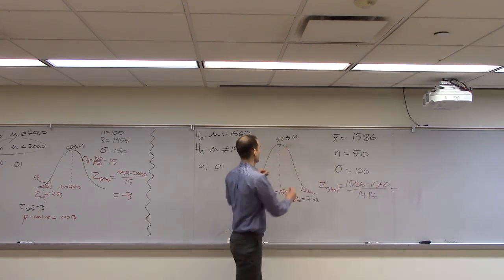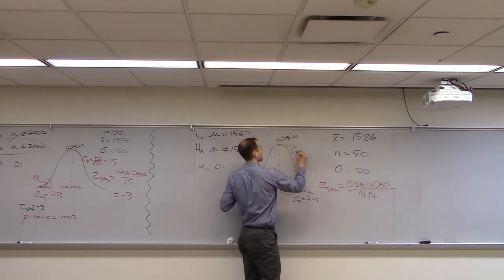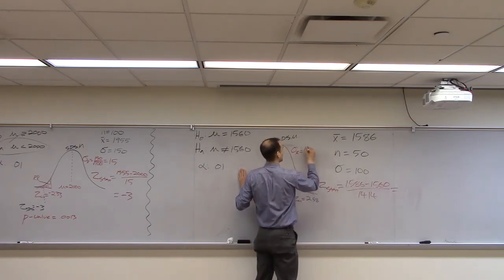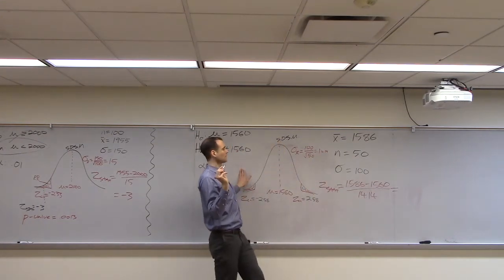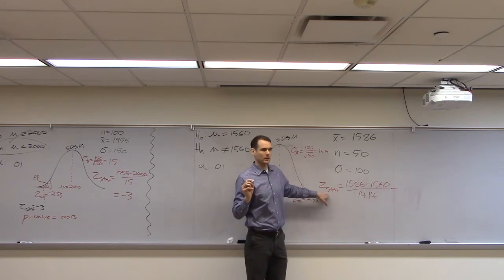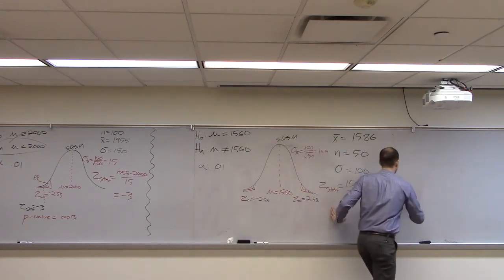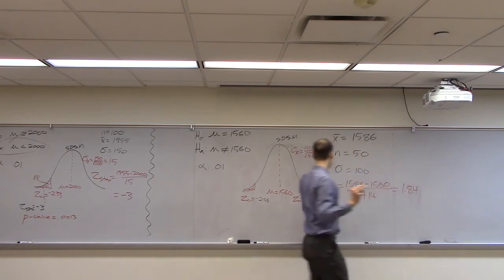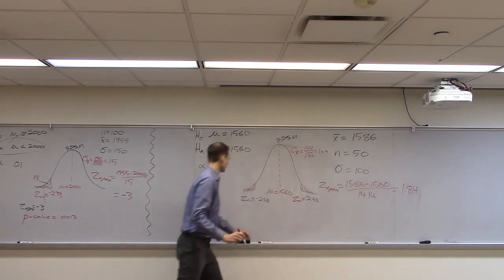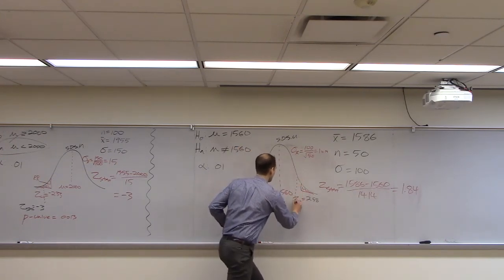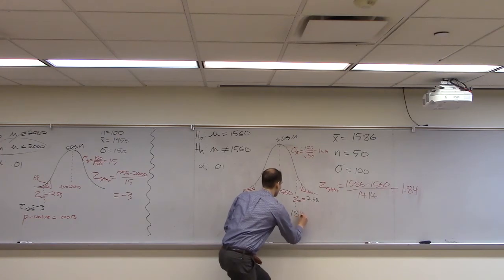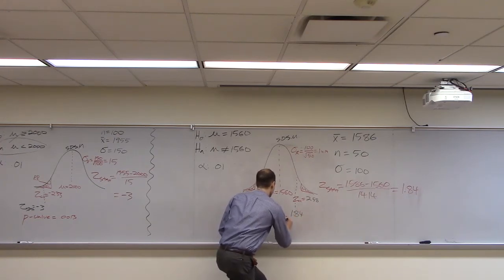Does everyone remember this? The standard deviation of the sampling distribution of the sample mean is 100 divided by the square root of 50, which equals 14.14. And what did our z-stat come out to? 1.84. Fantastic. So, let's see. Our z-stat then came out to right about here. 1.84.